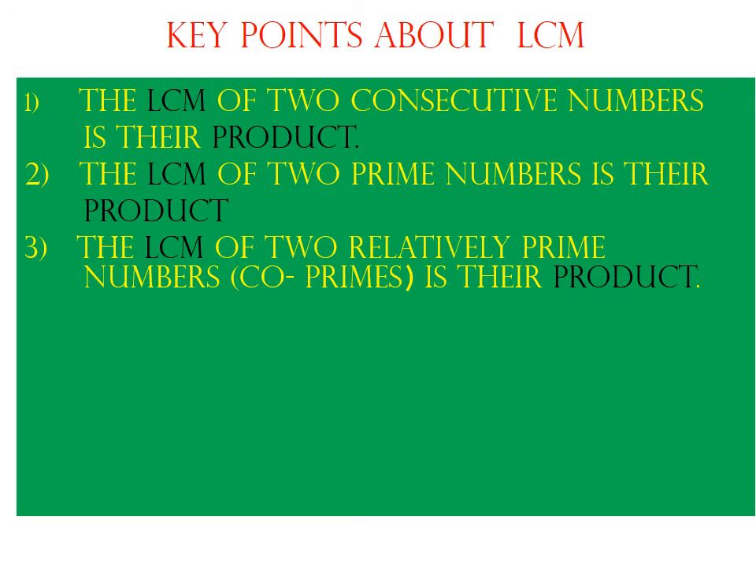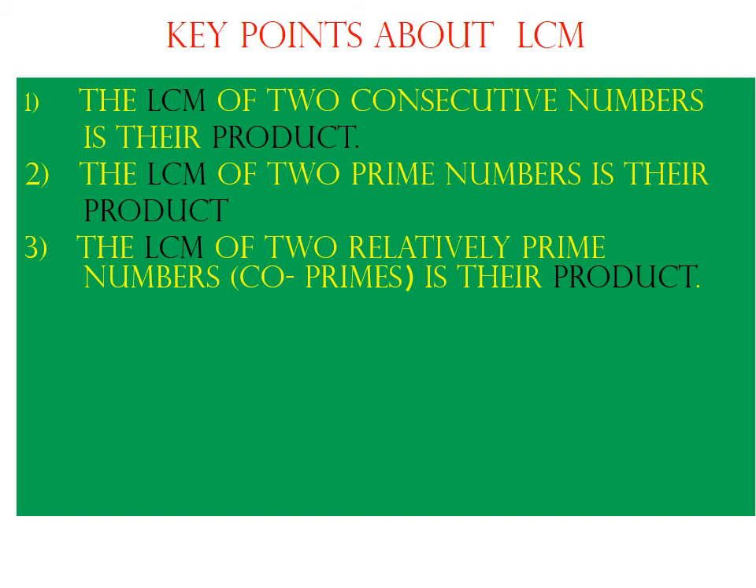Again, the third point is the LCM of two relatively prime numbers or co-primes is their product. What are relatively prime numbers or co-primes? The numbers which have only one as their common factor are called co-primes or relatively prime numbers. The LCM of two relatively prime numbers is also their product.